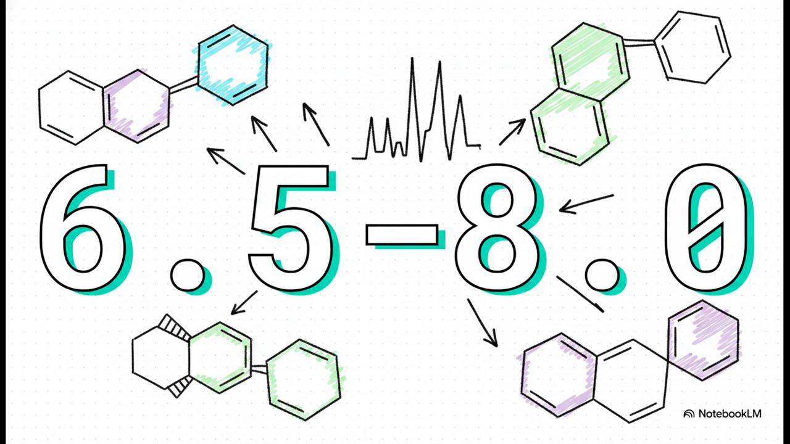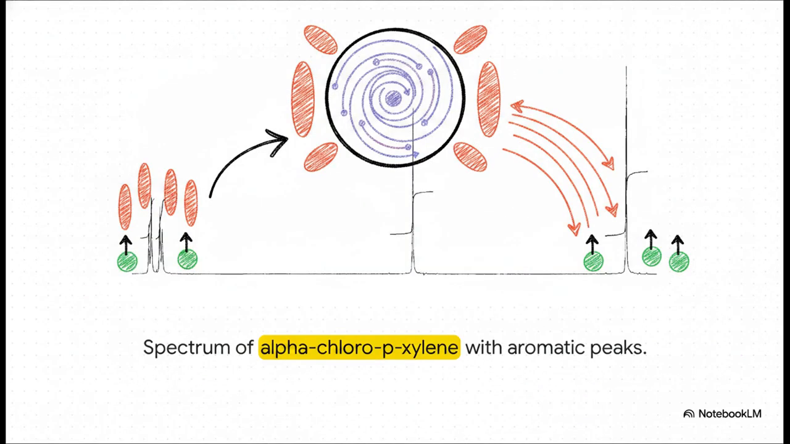unknown molecule. So why are they pushed so incredibly far left? It's all about the ring current. The aromatic ring generates a huge anisotropic field because of the continuous circulation of its pi electrons. That circulation actually creates an induced magnetic field that completely aligns with the applied field right where the protons are sitting, exposing them to some really intense magnetic forces.